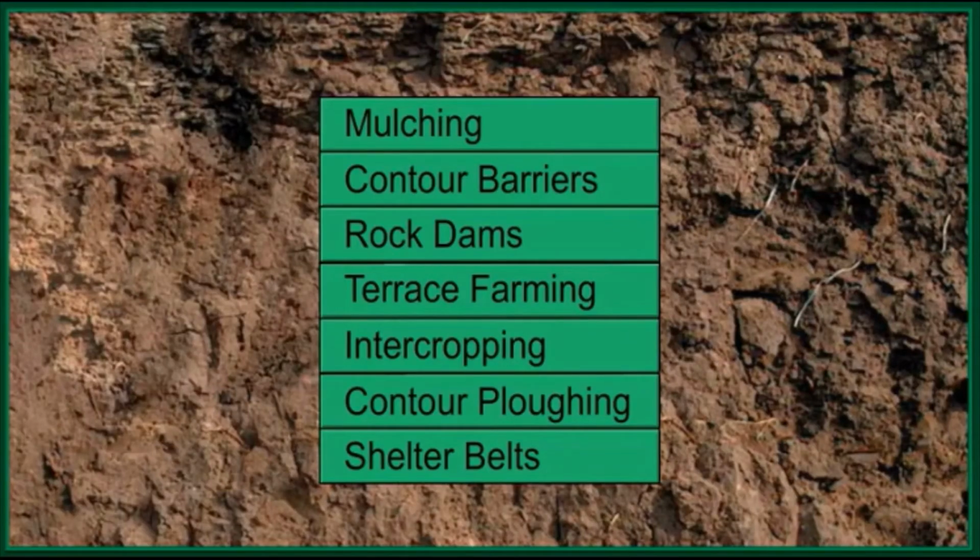Some methods to conserve soil quality are mulching, contour barriers, rock dams, terrace farming, intercropping, contour ploughing, shelter belts. Let's look at these methods one by one.